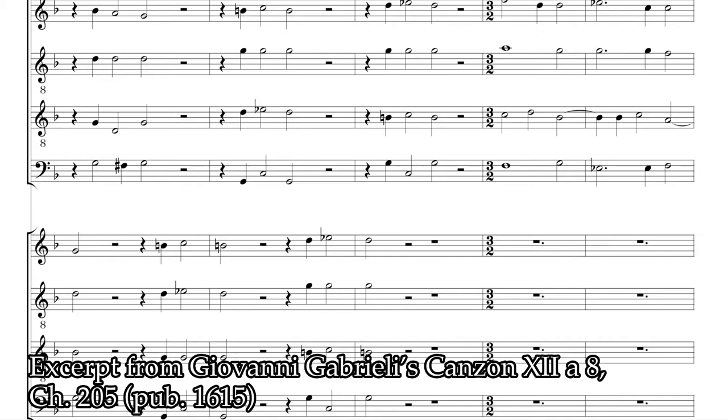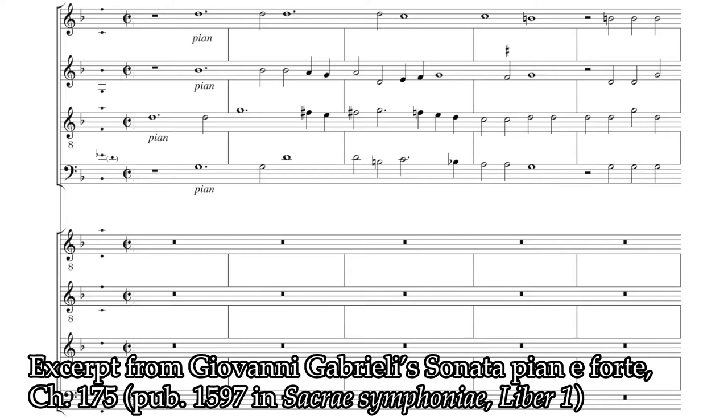So when canzona composers wanted to branch out, they exploited the similarity of the terms canzona and their new definition and the sonata. So possibly, the first pieces to be explicitly called sonatas come from a 1597 collection by Giovanni Gabrieli called Sacre Symphoniae. Canzonas were lively and imitative pieces, with frequent changes of meter between sections. The new sonata definition was for pieces that were a little more stately.